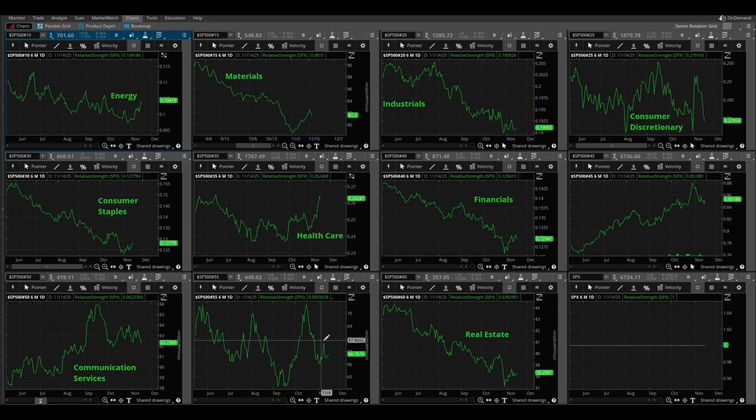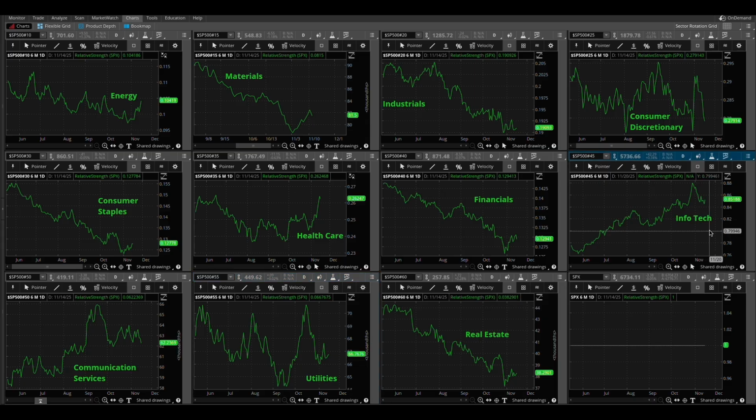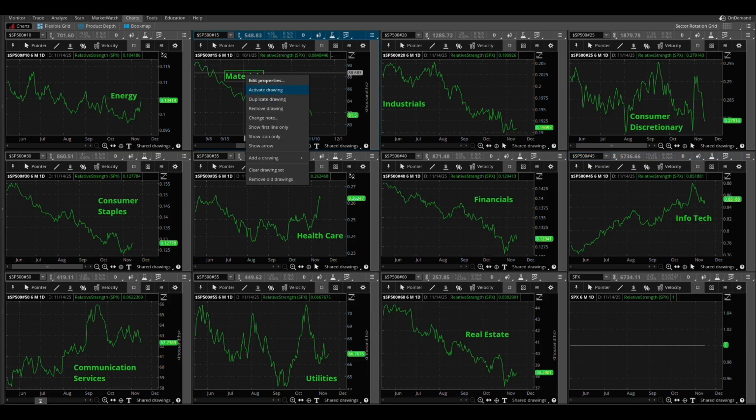Let's see. These are the utilities here. They'd had quite a bit of strength and they've pulled back. Real estate falling. This is infotech here. Typically always doing pretty good relative to the SPX as they're the ones that hold the most value and the most weight in the SPX and the S&P 500.